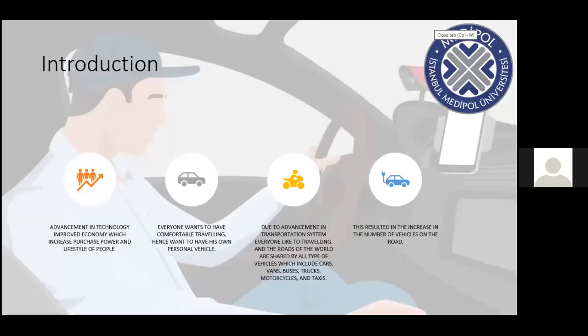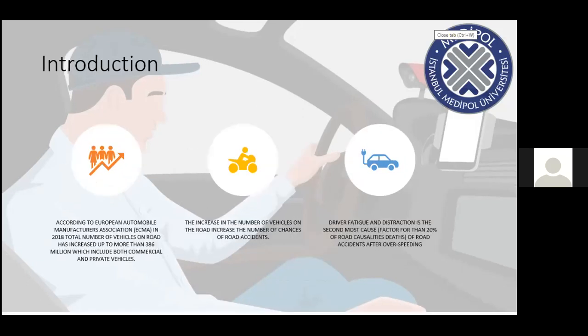First of all, we will see the introduction. As we know, advancement in technology improves the economy, which increases the purchasing power and lifestyle of people. Nowadays, everyone wants their own personal vehicle. Due to advancement in the transportation system, everyone likes traveling, and the roads of the world are now shared by all types of traffic like cars, trucks, vans, and taxis. This results in an increase in the number of vehicles on the road.